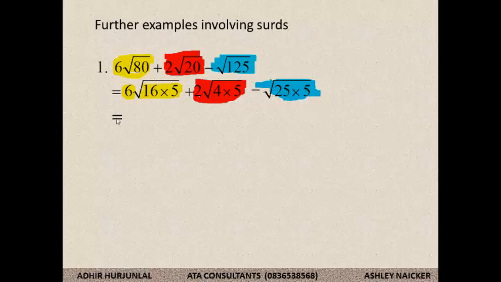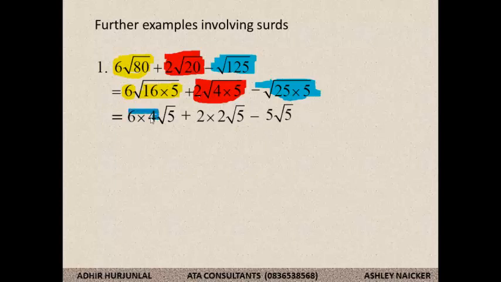Let's go to the next step. The square root of 16 is 4. So ultimately I have the 6, I don't touch as yet. Square root of 16 times the square root of 5 is the same as 4 root 5. Likewise with this one. The 2 I leave on the outside. The square root of 4 is 2, so this becomes 2 root 5. Minus, and that becomes 5 root 5.